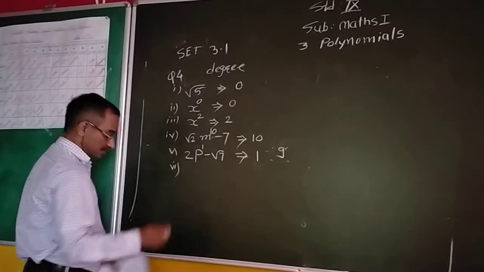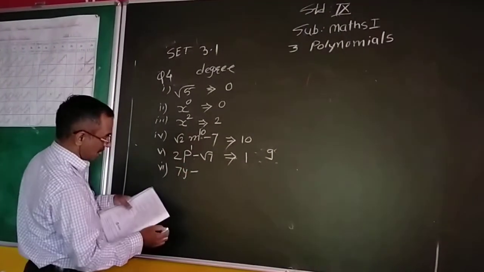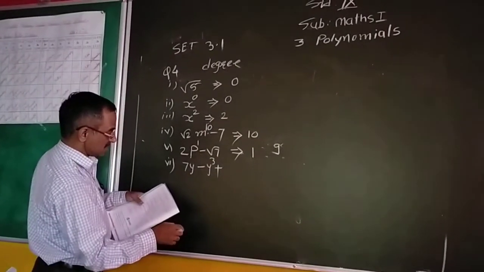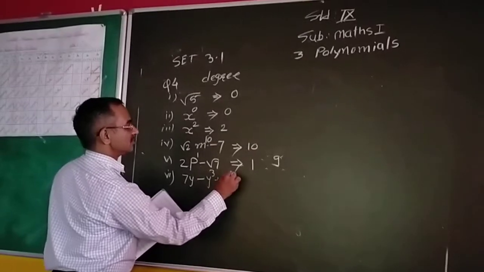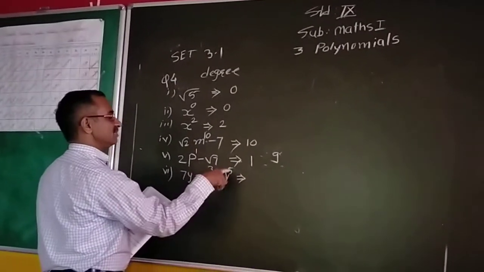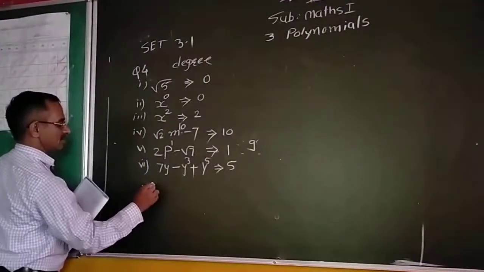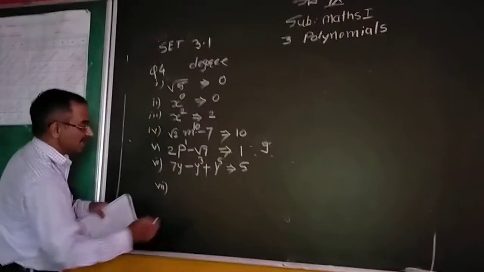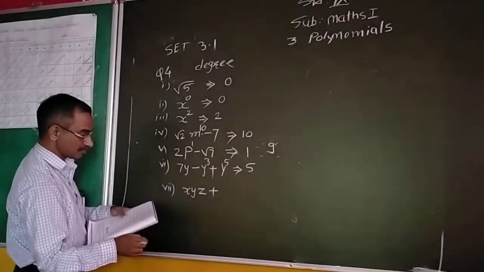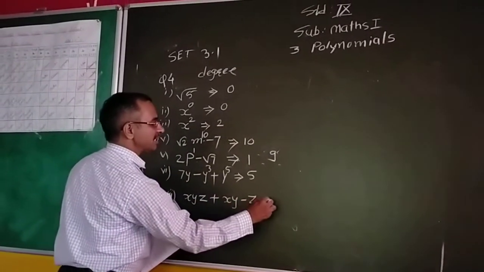Then sixth one, 7y minus y cube plus y raised to 5. What is the highest power of the given variable y? 5. So degree is 5. Then 7, xyz plus xy minus z. This is a different example.